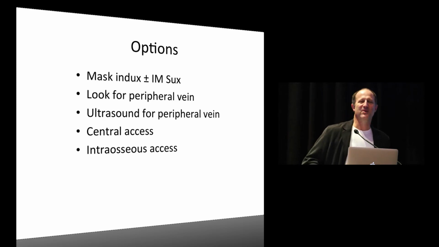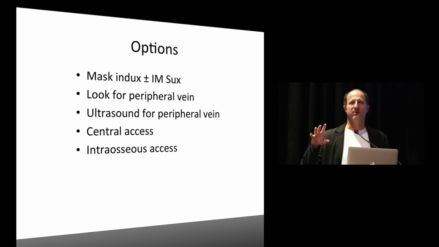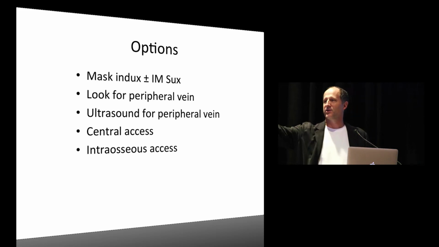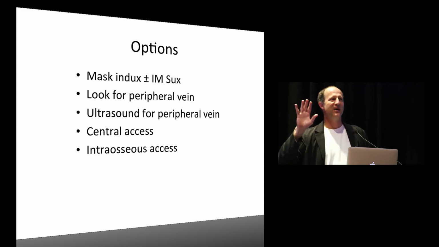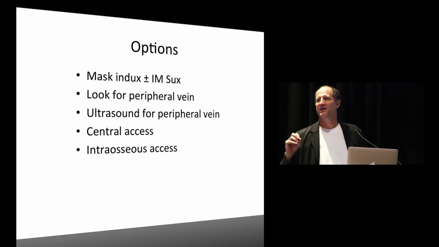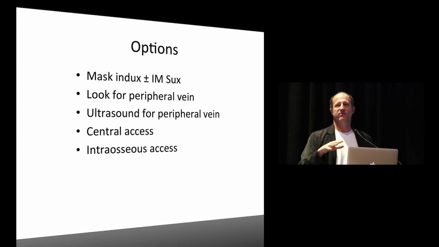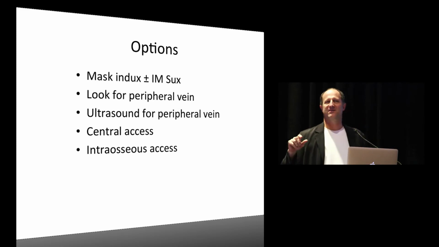All right, how about looking for the peripheral vein? You're going to find it. Nobody else has found it. You're going to start there and go on. So you're going to try before you do anything else. Okay, we got a few hands tentatively going up. How about ultrasound for a peripheral vein? Okay. How about going for central access right away? You're going to go for that. How about intraosseous access? All right, not many people.